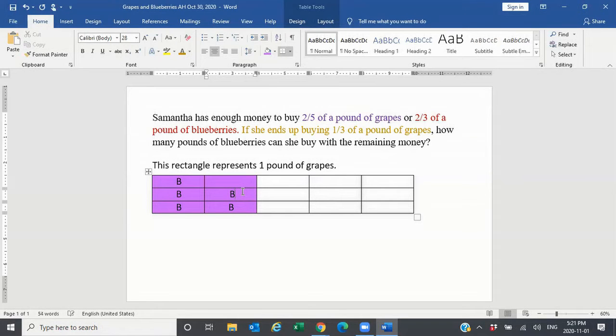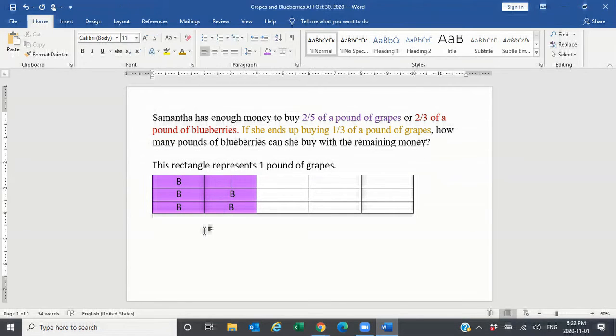There we go. Now before she had 6 cells in the purple section, which was how much of a pound of grapes she could buy. She only has 1 left after she buys 1/3 of a pound of grapes. So that really means she has 1/6 of her money left, since before there were 6 cells. So we will write that.